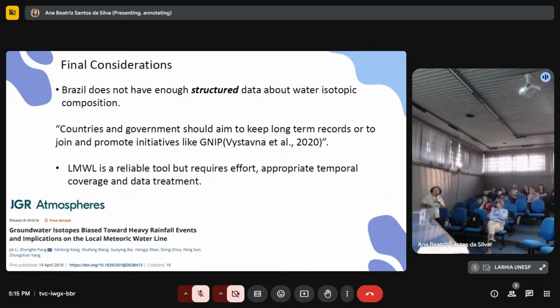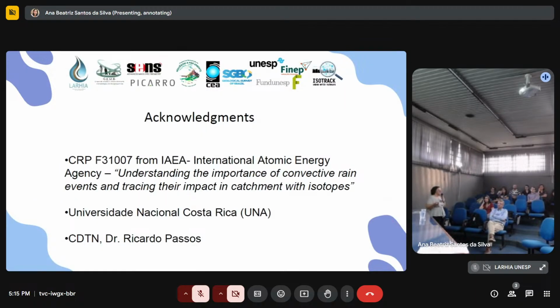The local meteoric water line is a reliable tool, but it requires a lot of effort, appropriate temporal coverage, and data treatment. There are already publications indicating that if not properly assessed, you could have bias in recharge studies. We need to work more and improve this, because the local meteoric water line is the basis of everything we will do in isotopic studies of water isotopes.